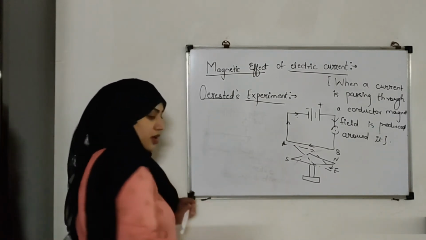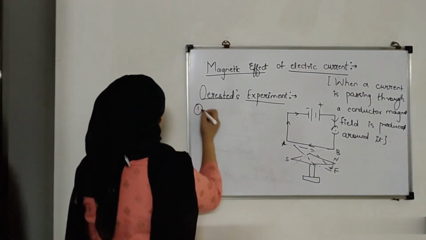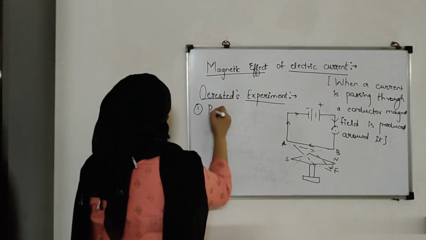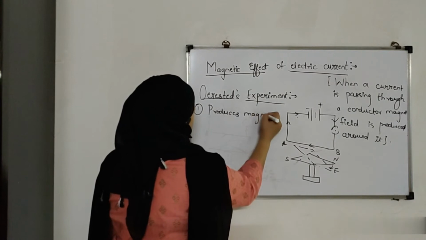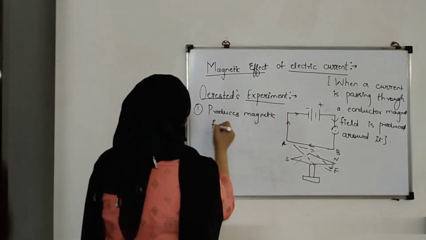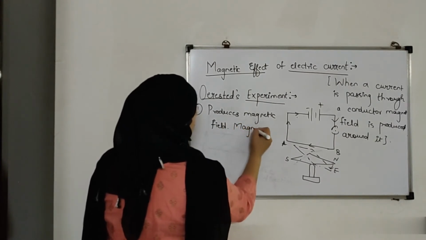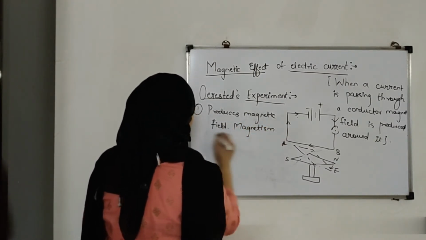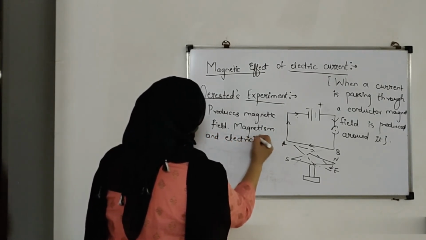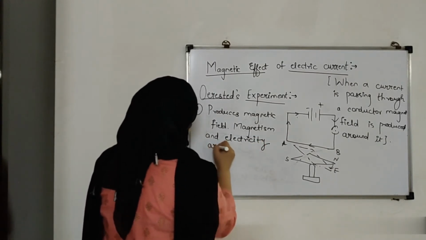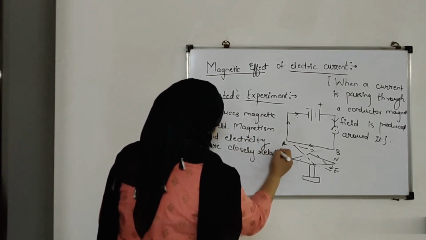The first is, whenever a current is flowing through a conductor, it produces a magnetic field around it. That means magnetism and electricity are related to each other. They are closely related, I can say.